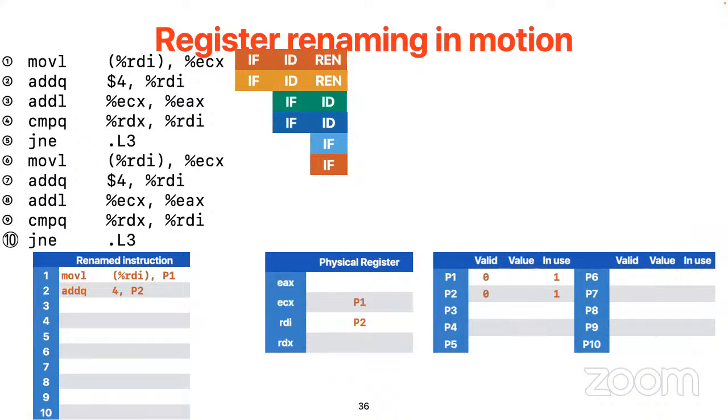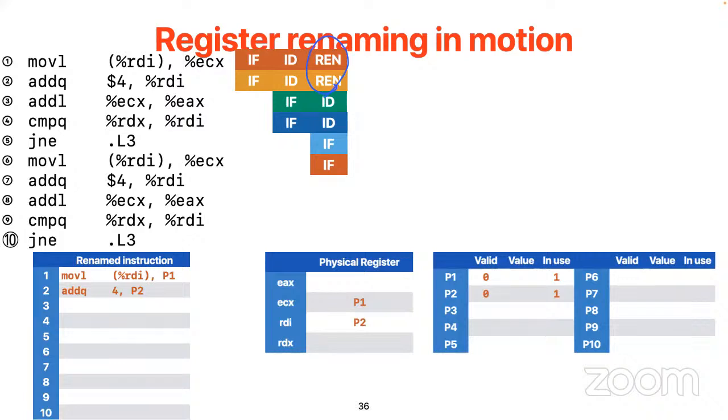And because we also know that the first two cycles are boring because we just instruction fetch and decode, let's start from the third cycle. In the third cycle, we rename the first two instructions, because right now we are assuming that our processor has the capability to rename and execute two instructions at the same time. So at this point, we rename two instructions.